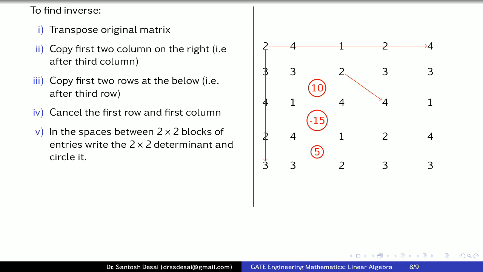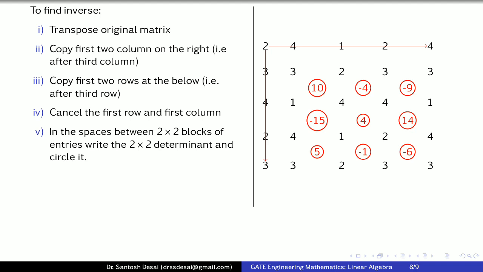Next 2 by 2 block: 2 into 4 is 8, 8 minus 12 is minus 4. Then 4 into 2 is 8, 8 minus 4 is again 4. The last is 1 into 3, 3 minus 2 into 2, 4, so here we get minus 1. Then 3 into 1 is 3, minus 4 into 3, so here I get minus 9. Then 4 into 4 is 16, minus 2 into 1, that is equal to 14. Finally 2 into 3 is 6, 6 minus 3 into 4, so you get minus 6.